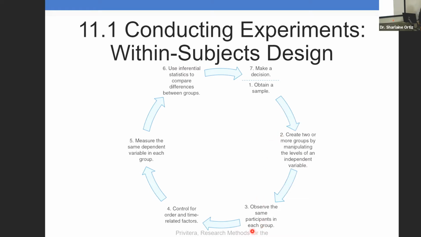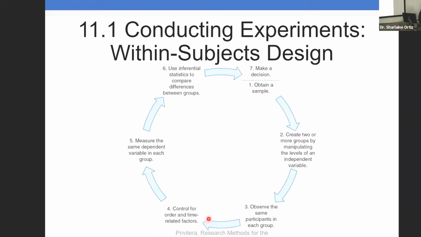Notice that one of the main differences is when we move towards step 3, right? In step 3 for our between subjects, we talked that we have different participants in each group, whereas here we have the same participants in each group. Another significant difference is that, remember, we had issues with that randomization.